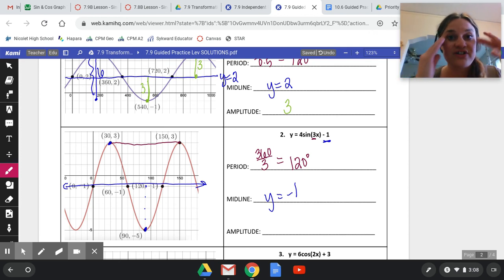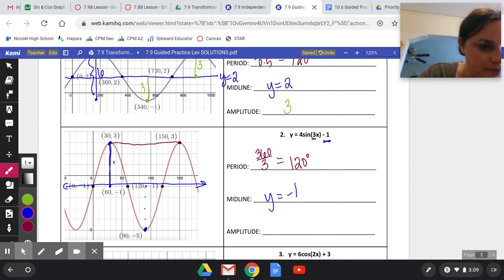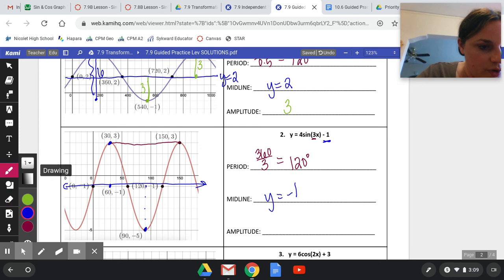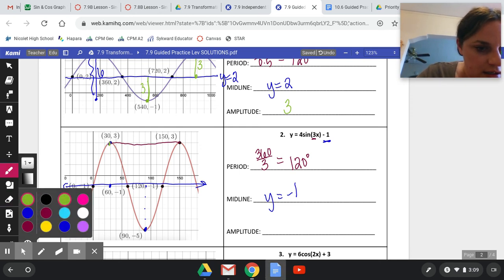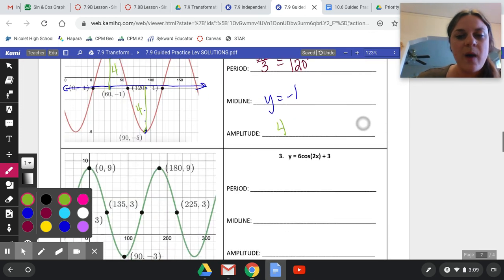And once again, my amplitude is just half of that. There are 8 units between the highest peak and the lowest valley, so halfway would be 4. Going from the midline, my halfway point, to the highest peak is 4 units, and from my lowest valley to my midline is also 4 units, and I can see it right here in my equation as well.